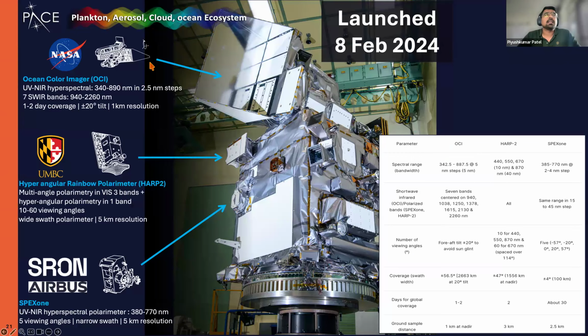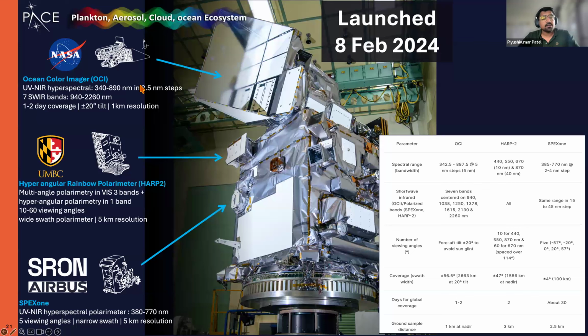PACE has a total of three major instruments. One is the Ocean Color Imager, OCI, which is like MODIS, a spectroradiometer developed by NASA. The second instrument is HARP2, or Hyper Angular Rainbow Polarimeter, which was developed particularly for cloud measurement, but we can also measure aerosols with it. It has a limited number of wavelength bands. OCI is hyperspectral, while HARP2 is multispectral. And then the third comes SPEX1.